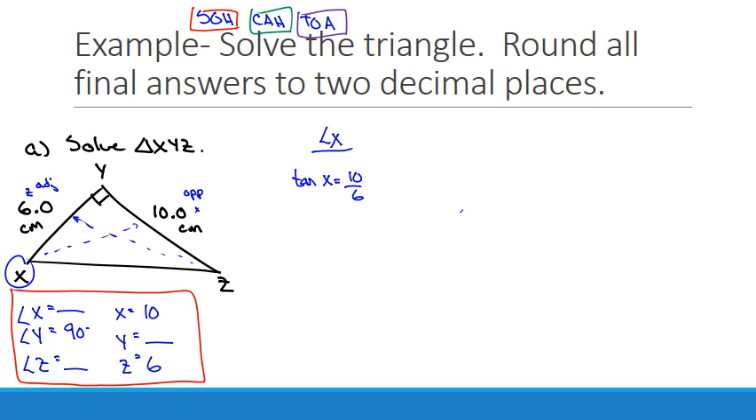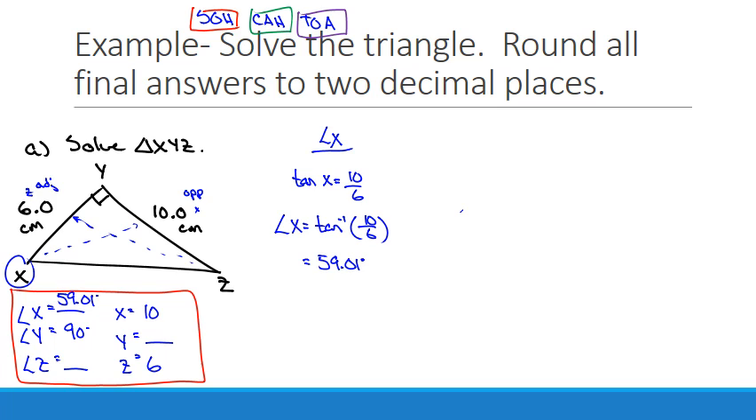Back to what I'm doing. Tan x equals 10 over 6. I want to find angle x. So inverse tan. Remember, we're telling our calculator to go backwards on its chart that's programmed into it. When you do that, you'd get 59.01 degrees. All right, and then I can go back here, 59.01 degrees. My question says to round all final answers to 2 decimal places, so I did that.